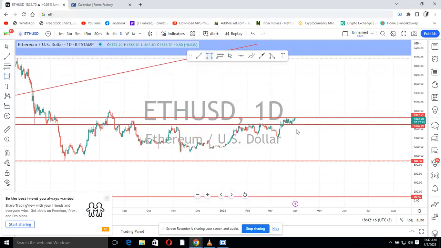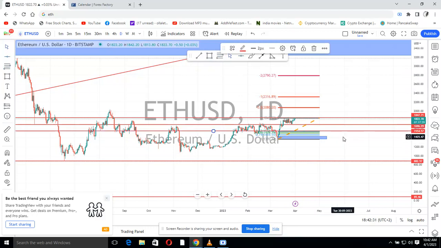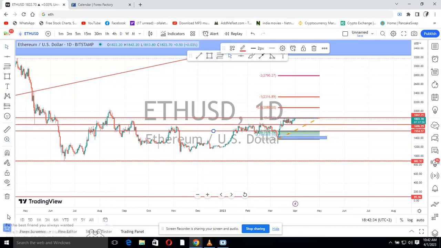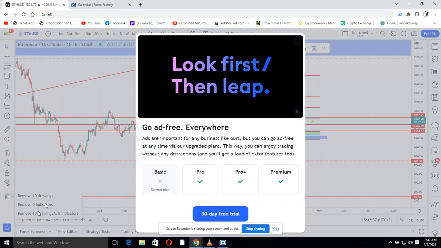If I'm looking for an opportunity to buy again now, I would rather wait around this impulse move. I'll do it using Fibonacci retracement here. So the area of entry is here. Let me clear it. So this one has not much.